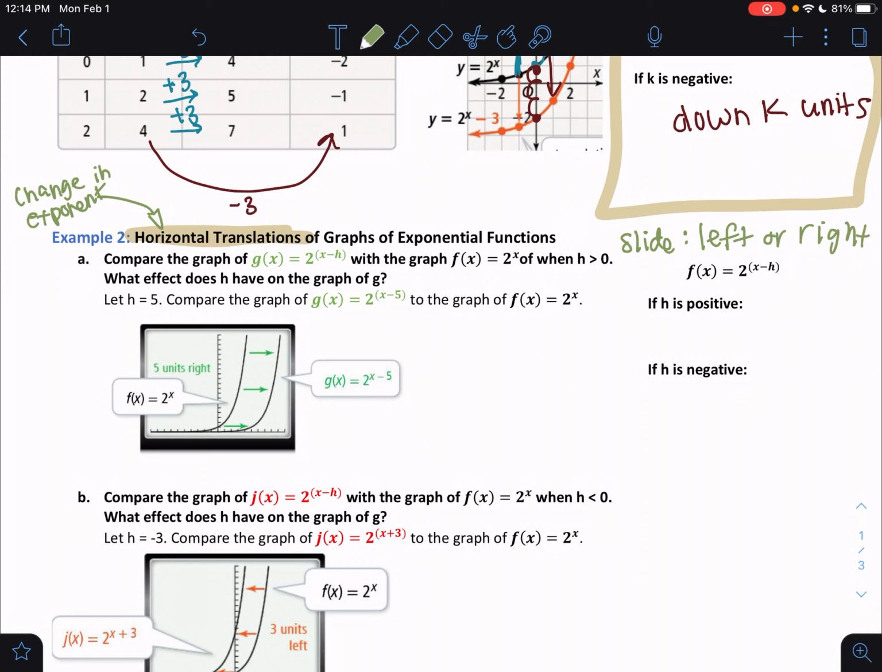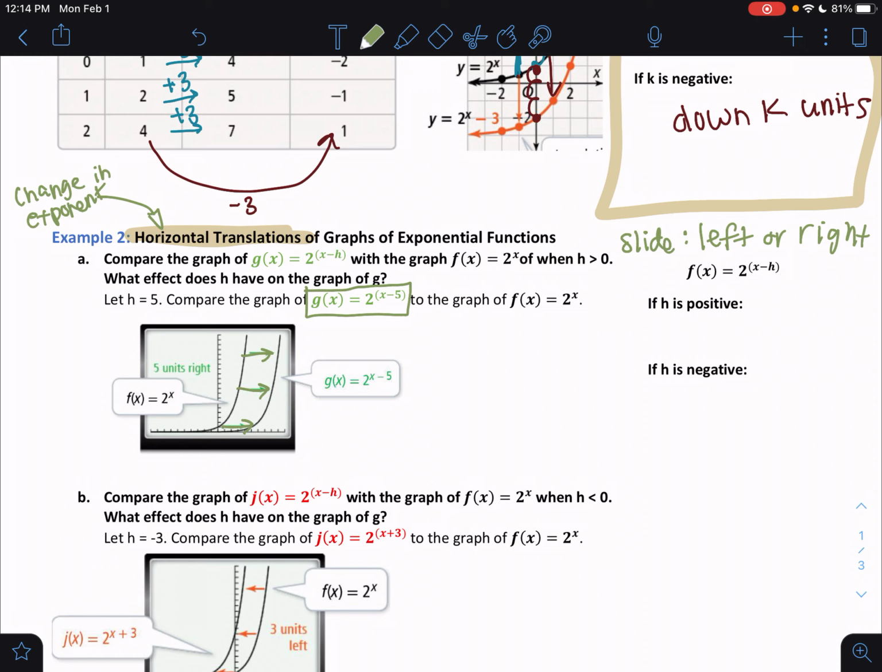Now, be careful here before you just assume things or think that you know how to do this because of how we did it last time, because it's actually kind of opposite. So let's first look at g of x equals 2 to the x minus 5. If we can see in our picture here, we actually went 5 units to the right even though we were minusing.